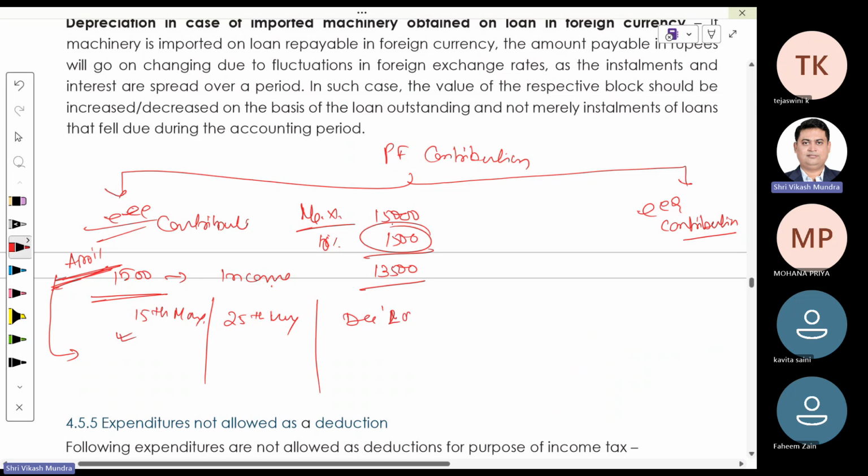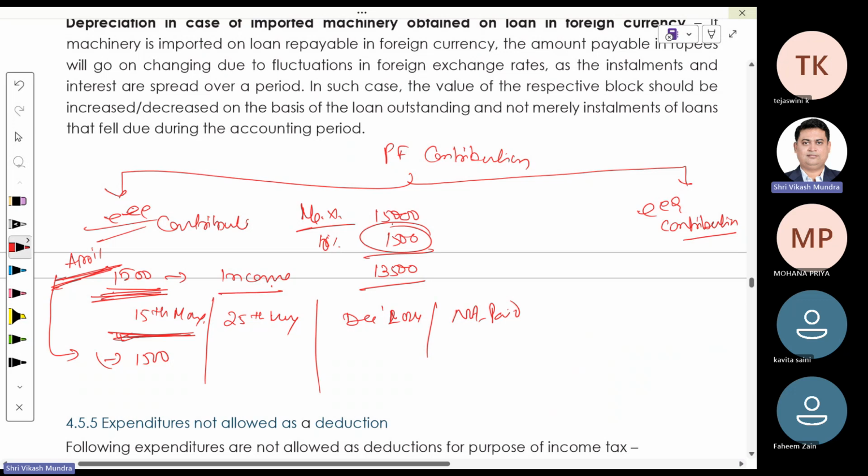If I made payment by 15th May, or if I made payment on 25th May, or in December 2024, or it is not paid at all. If this is paid by the due date, that is 15th May, then I will get equivalent deduction. That means when I deducted money from my employee as contribution towards provident fund, this 1500 should be considered as my deemed income.